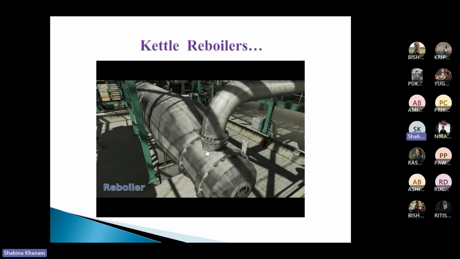Okay, so if you see here, this is the kettle, the K shell, and this is basically the cover. And here, this line belongs to the steam line, or the heating media line. And here this connection is for the tube sheet, and tubes are available like this, so you can see.